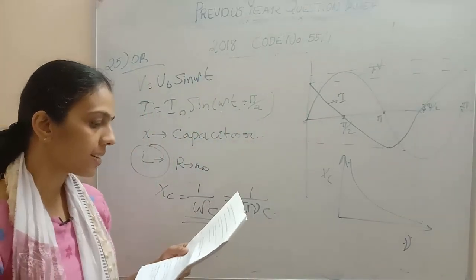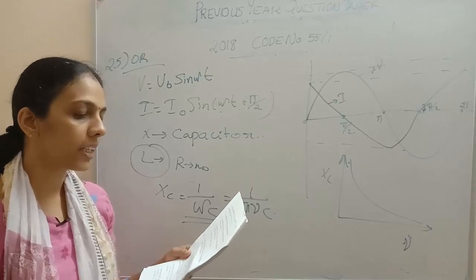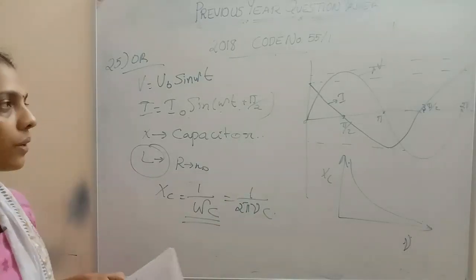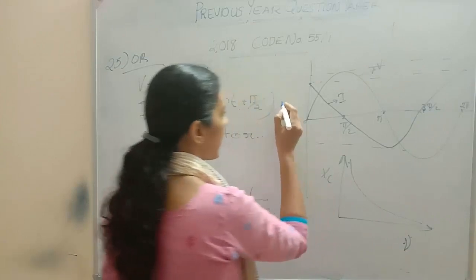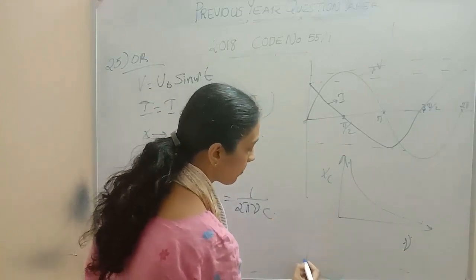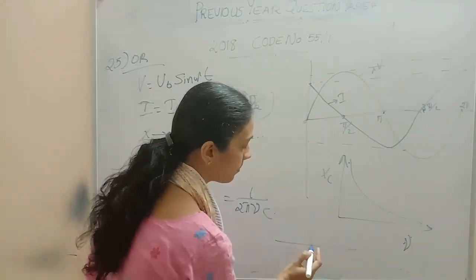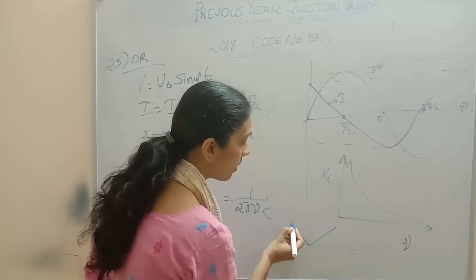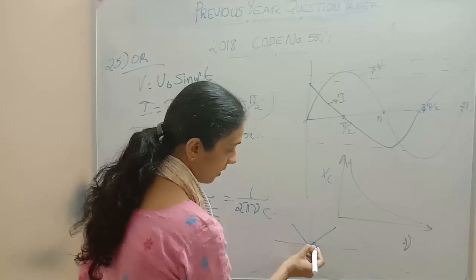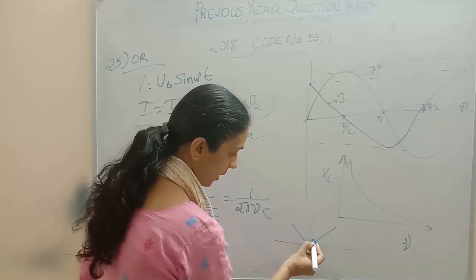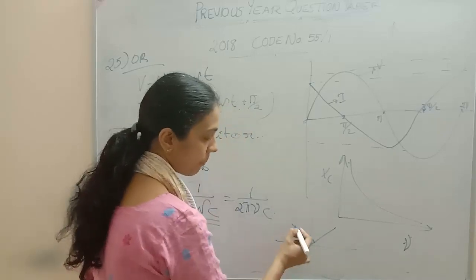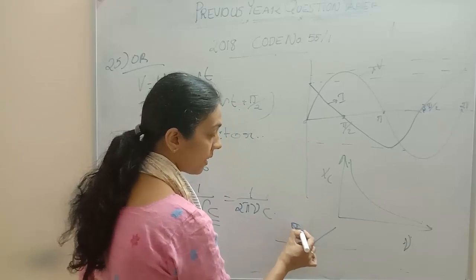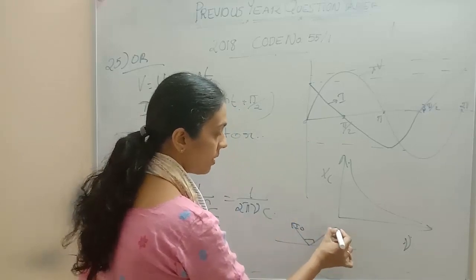Next, draw the phasor diagram for the device X. How can we draw the phasor diagram? If this is V, this is I, they will have a phase angle of 90 degrees. This represents I0 and this represents V0.